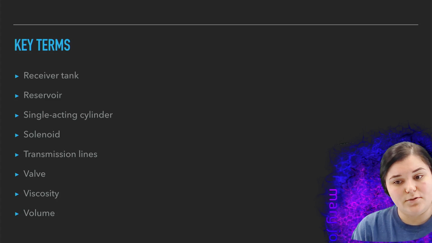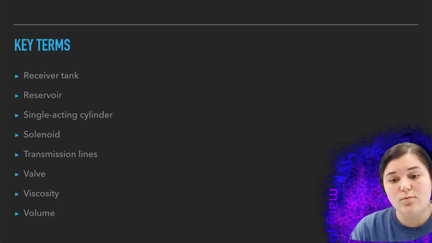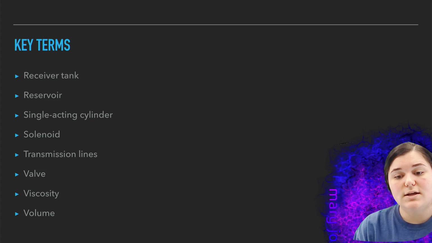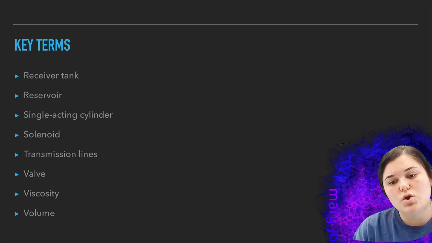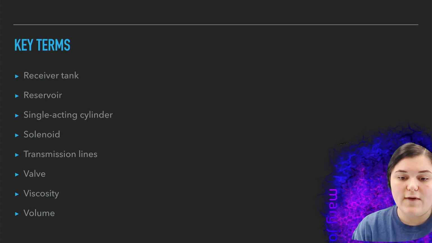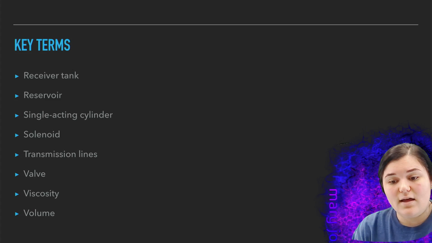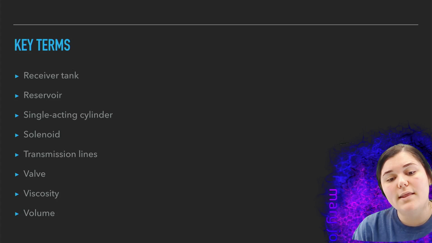Single acting cylinder, a cylinder that acts under pressure in one direction only and returns automatically when the pressure is released. A solenoid, a switching device that uses the magnetic field generated by an electrical current for actuation. Transmission lines, used to transport fluid in a circuit. Valve, any device that controls either automatically or manually the flow of a fluid. Viscosity, that's a measure of a fluid's thickness or resistance to flow. And last one, volume, the amount or quantity of something.